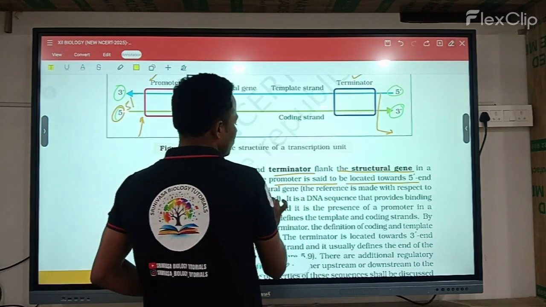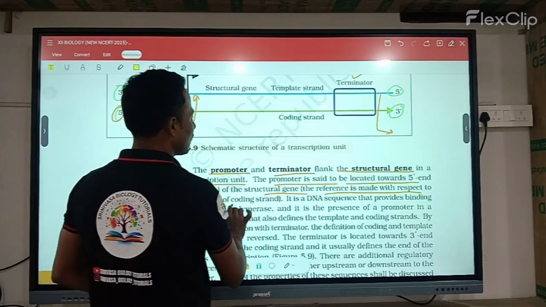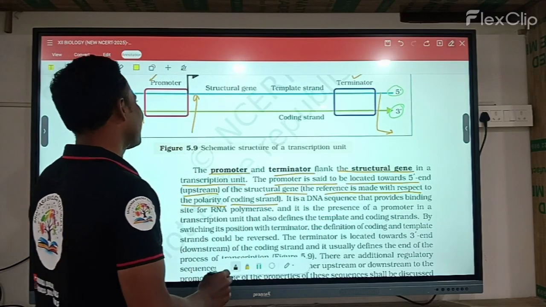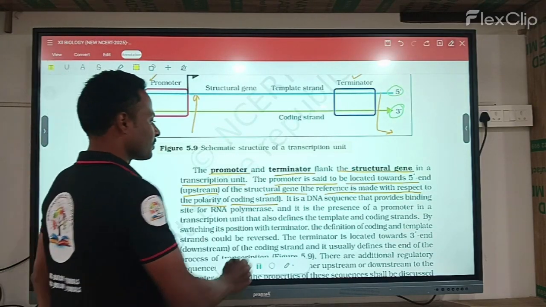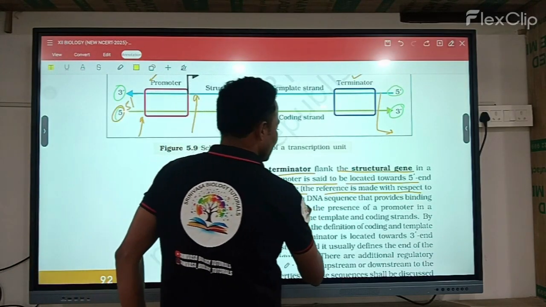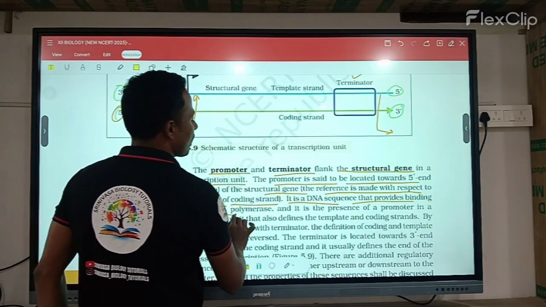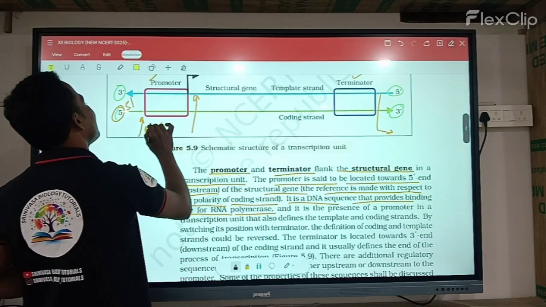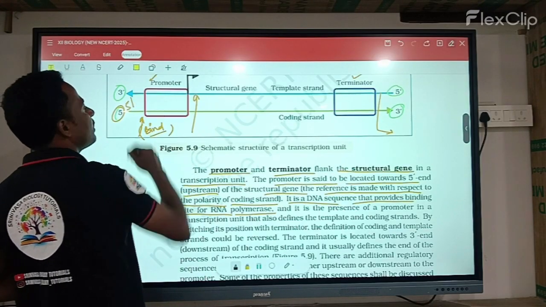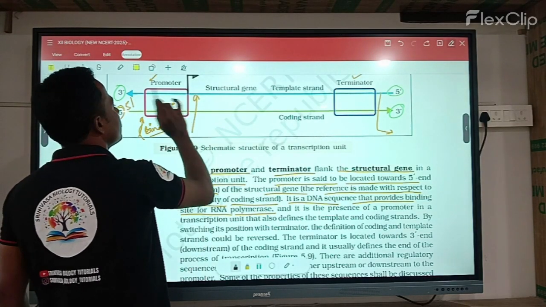And the structural gene is described with respect to the polarity of the coding strand. So it is explaining the polarity of the coding strand. And here there is a DNA sequence that provides the binding site for RNA polymerase. So what binds here? The DNA dependent RNA polymerase acts as a catalyst, and here they get started.